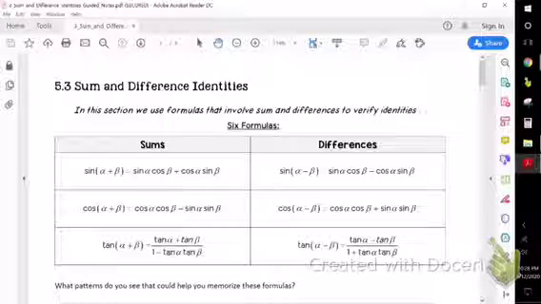5.3 talks about the sum and difference identities. In this section, we're going to use formulas that involve sums and differences to verify identities. And so they give us 6 formulas here.